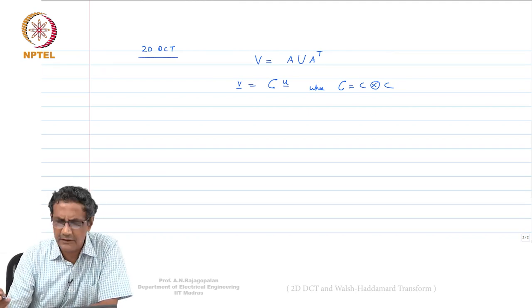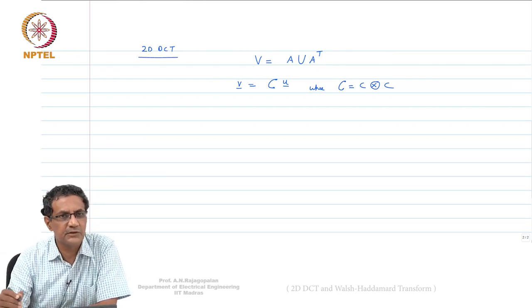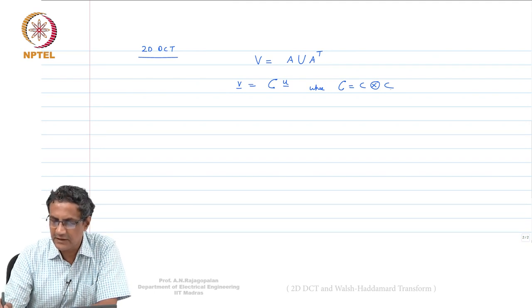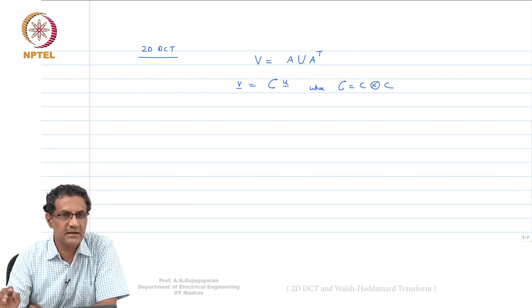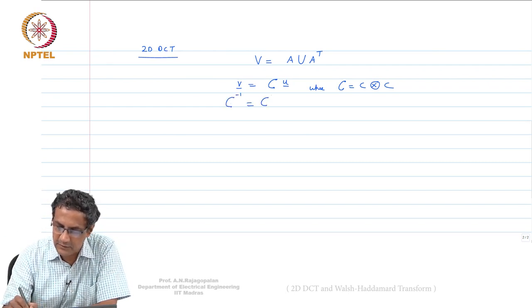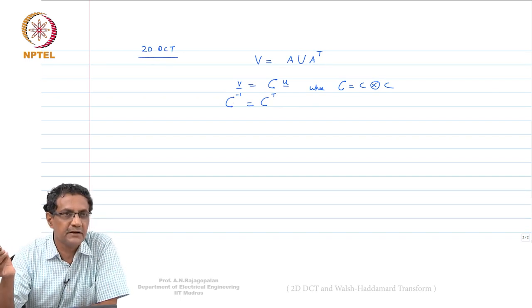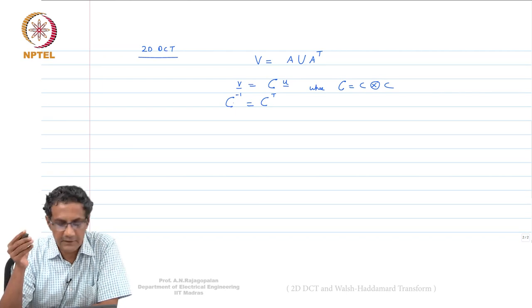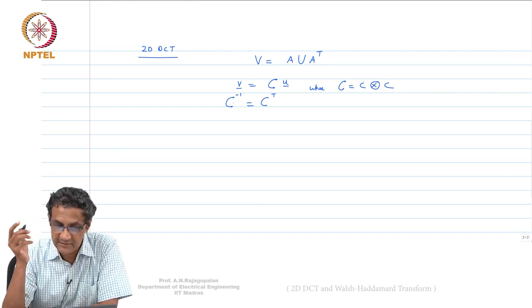Again, I leave it to you. You can easily show that C inverse is C transpose, and all that will follow. C inverse is C Kronecker C inverse, which is C inverse Kronecker C inverse, which is C transpose Kronecker C transpose, which is script C transpose. We will not repeat all this, we have done this. I'm just writing it as a different C so that you can differentiate it from the usual C that we write for a 1D DCT.